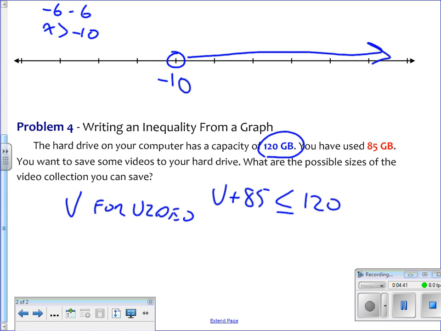There's my inequality. Now, to go ahead and solve it out, subtract 85 from both sides, and I get the number of videos must be less than, or I should say the memory for the videos, size of the videos, must be less than or equal to 35 gigs.